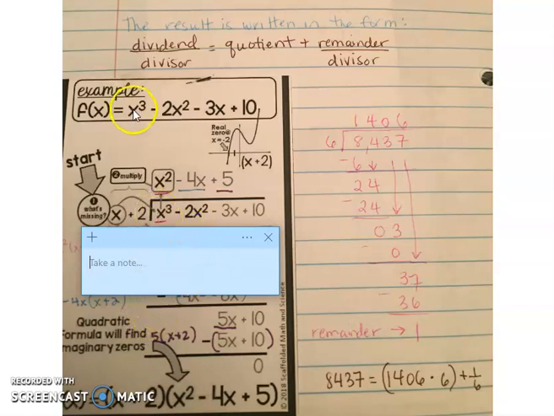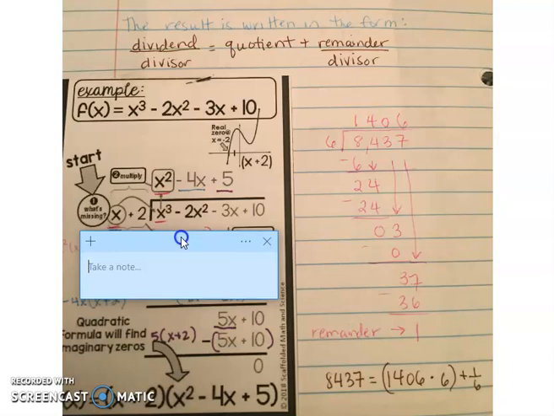This is asking us to divide x cubed minus 2x squared minus 3x plus 10, and we want to divide that by x plus 2. And so when we go to divide that, you start similarly. It's a little bit different in that you have an x plus 2, but you start with the first part of the binomial, x, and you start with the first part of the polynomial, x cubed. And so you ask yourself, what do you multiply x by to get x cubed? That answer is x squared.